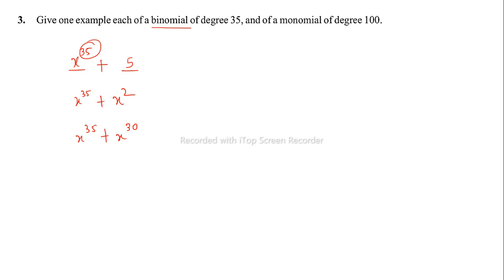Next, monomial. Monomial means only a single term, and the degree is 100. So the highest power is 100. Other than 100, we cannot use any of the powers. So it can be x to the power of 100 or y to the power of 100 or even z to the power of 100. The degree is 100 and it is of single term. So these are all monomials of degree 100.